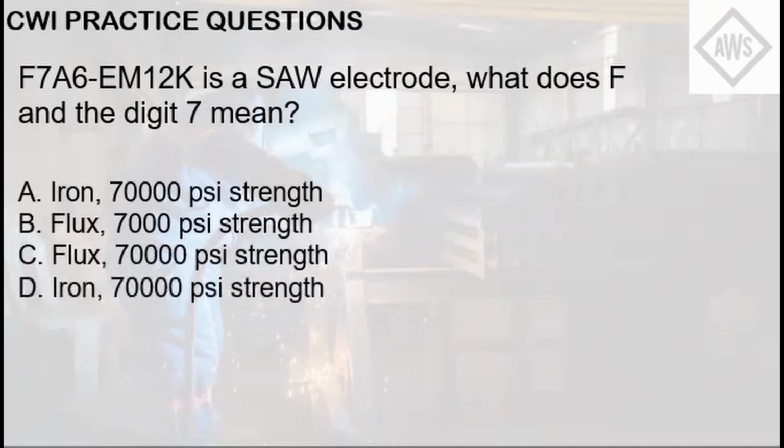So for the nomenclature of the SAW electrode, F means flux. So for SAW, flux is included in the designation. The digit 7 here is 70,000 psi strength or 70 ksi. So I might do a video regarding this, discussing the SAW electrodes and their nomenclature. So the answer here is, of course, letter C, flux, with 70,000 psi strength.